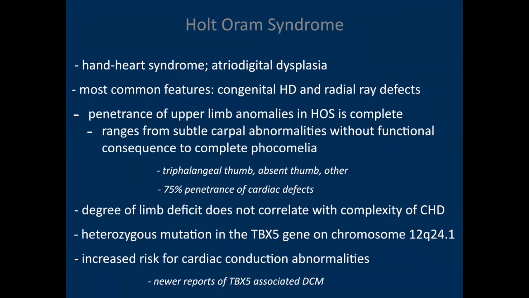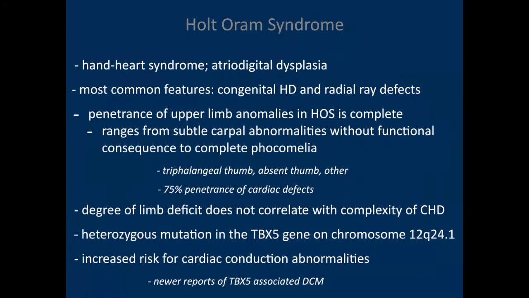Holt-Oram syndrome is also a common source of congenital heart disease. It's heart-hand syndrome or atriodigital syndrome. The most common features include congenital heart disease and radial ray defects. But remember that the penetrance can be really incomplete. You may have an individual who's affected with Holt-Oram syndrome who has a minor cardiac abnormality in the form of an undetected ASD and whose limb defect is a subtle carpal abnormality.